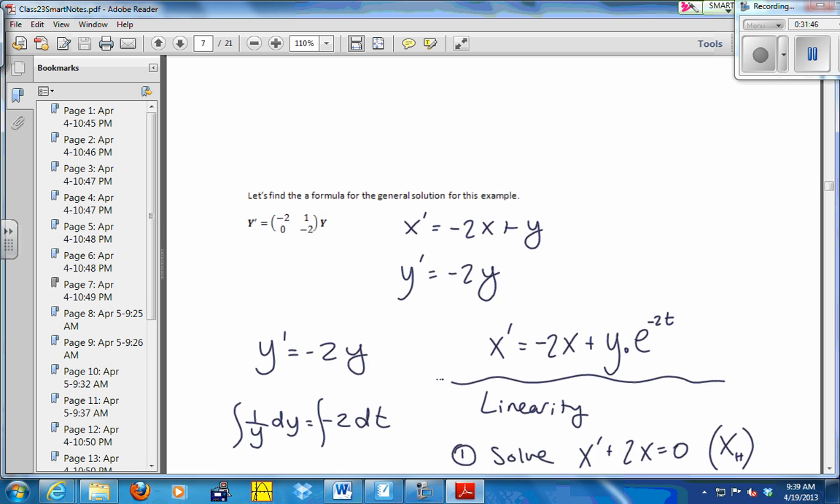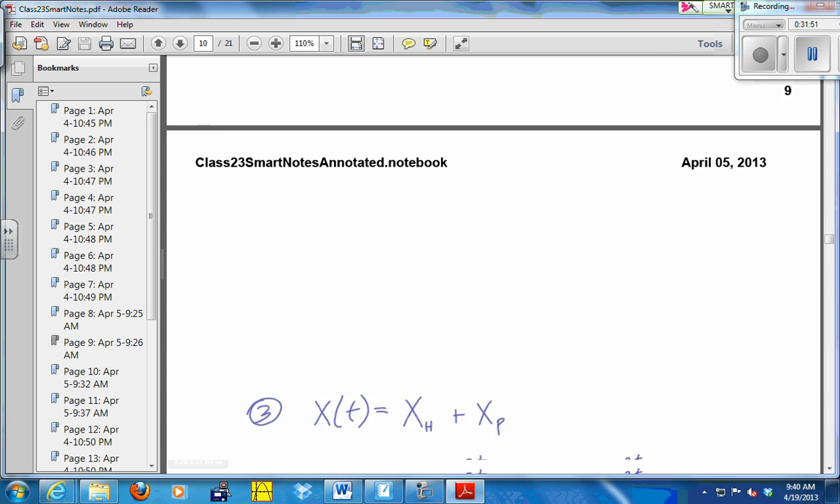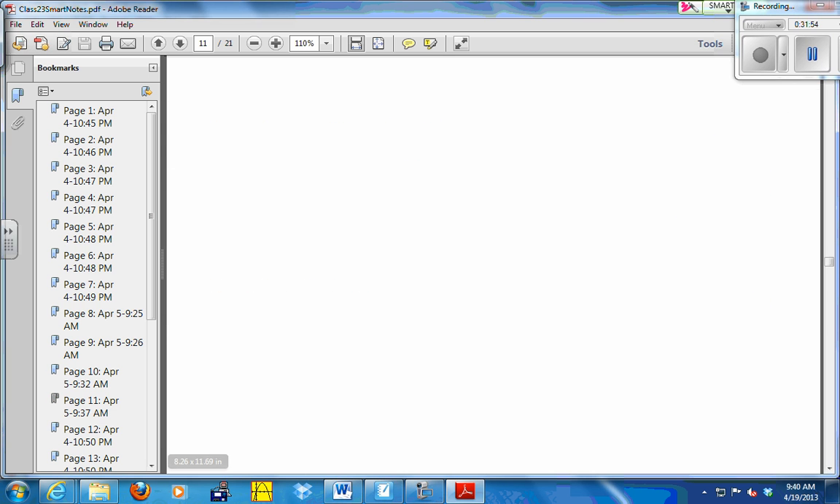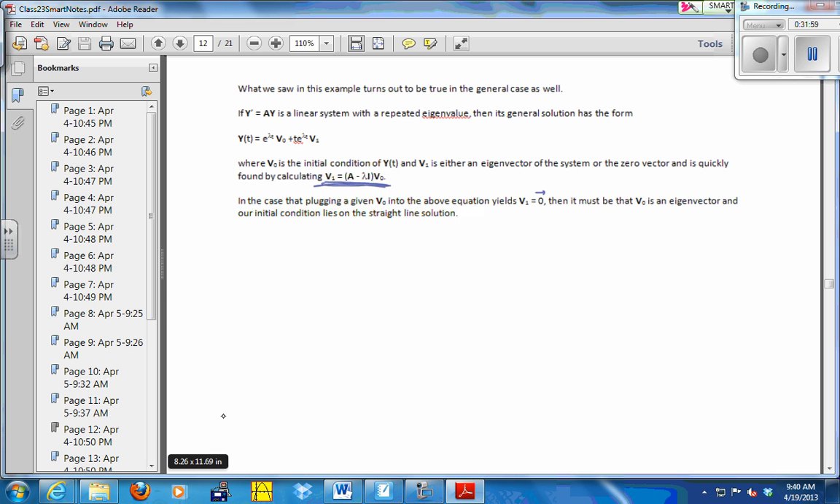Okay, so that one was just special. And then we come up with the, hang on one second. Here it is. That's the general form for the repeated eigenvalue, section 3.5. So it's e to the lambda t v naught, where v naught is the initial condition of y of t, plus t e to the lambda t v1, and v1 is either an eigenvector or the 0 vector.